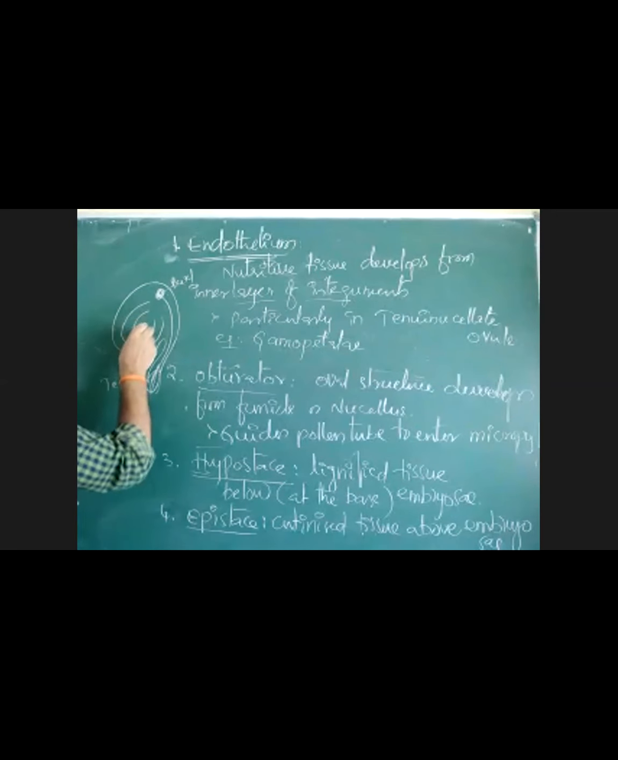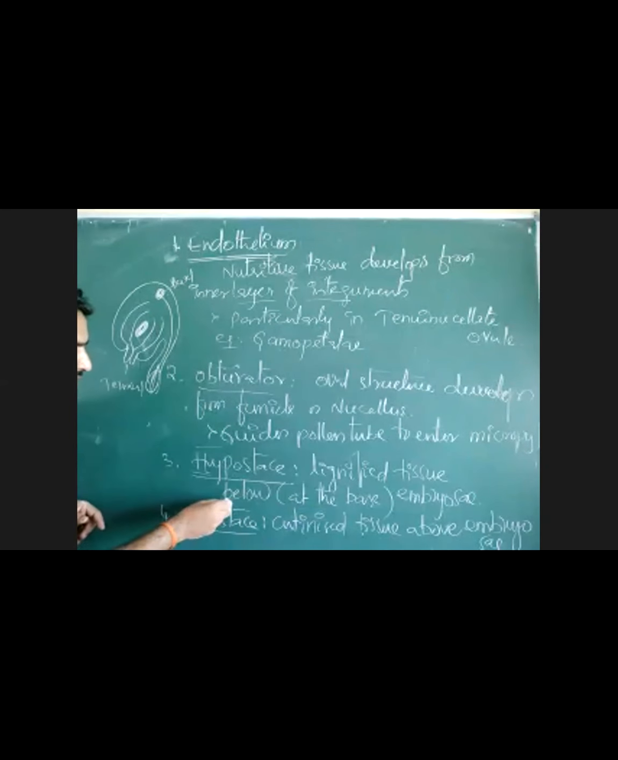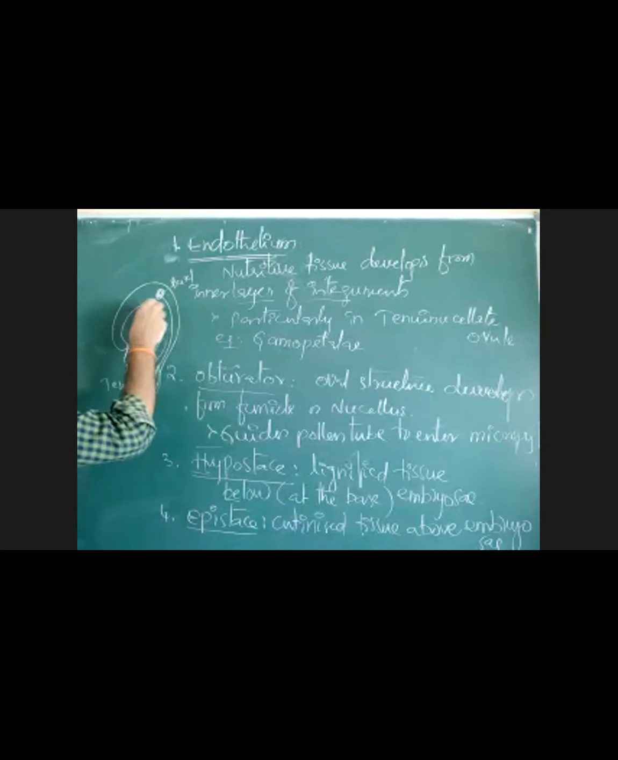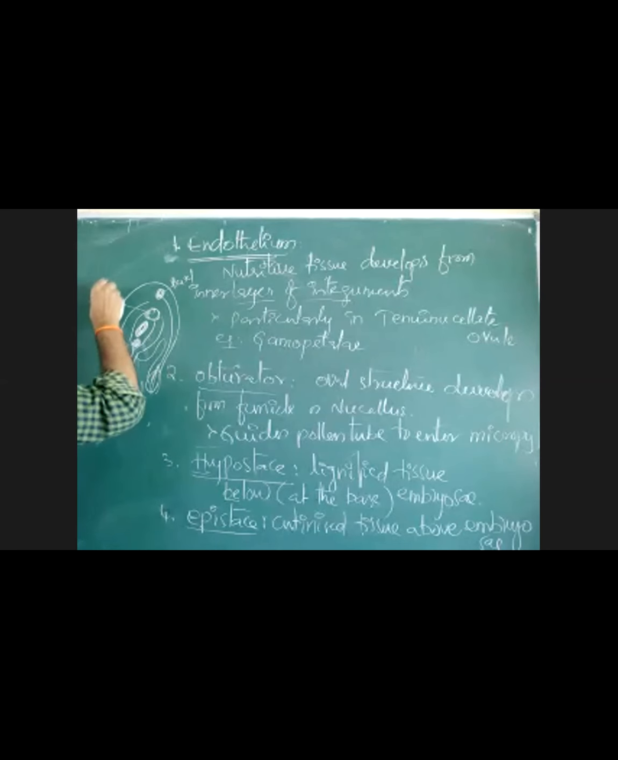Here the embryo sac is there. At the base of the embryo sac, means below the embryo sac, means here. Here there is the formation of hypostase, and above the embryo sac, means towards the terminal apex, here there is formation of epistase. This is hypostase. This is epistase.